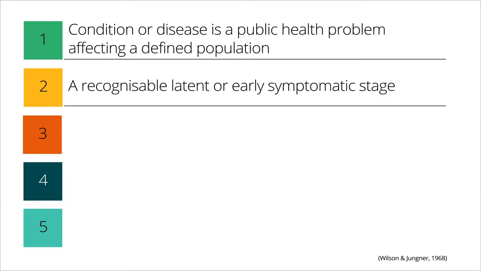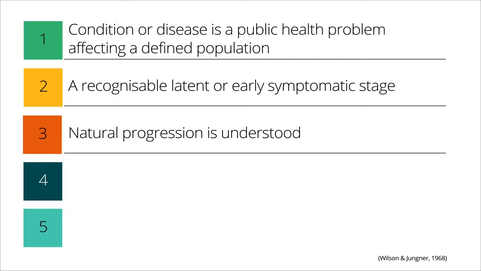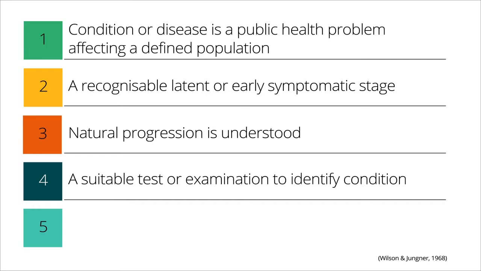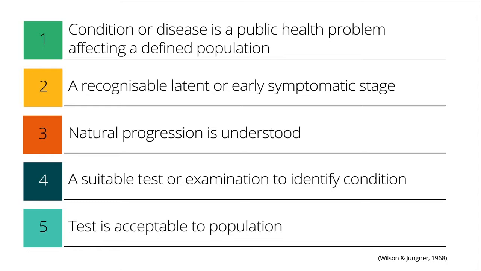Second, there should be a recognisable latent or early symptomatic stage. Third, the natural progression of the condition from latent to declared disease must be adequately understood. Fourth, there should be a suitable test or examination to identify the condition. Fifth, the suitable test should be acceptable to the population.